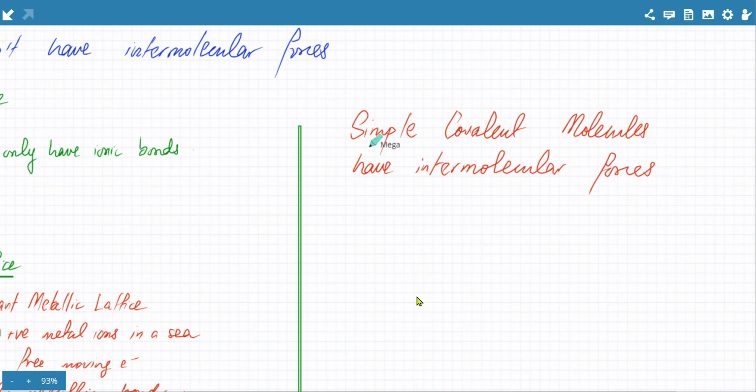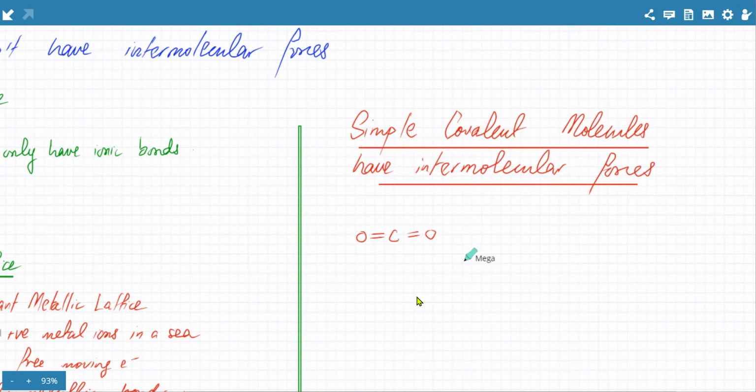I said that simple covalent molecules have intermolecular forces. For example, there would be a carbon dioxide molecule, that's a simple covalent molecule. The whole structure is limited to one carbon and two oxygens, that's it. And then there's another carbon dioxide molecule flying around, and another one flying around. So there would be very weak attractive forces between molecules. Okay, Amal, is this clear?